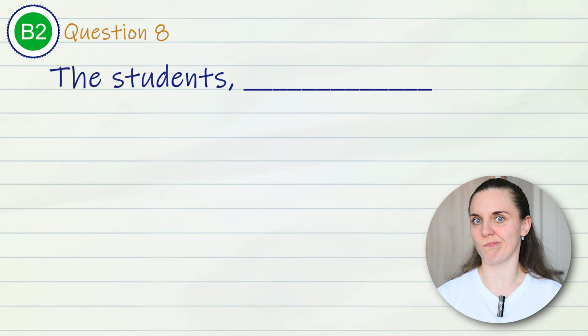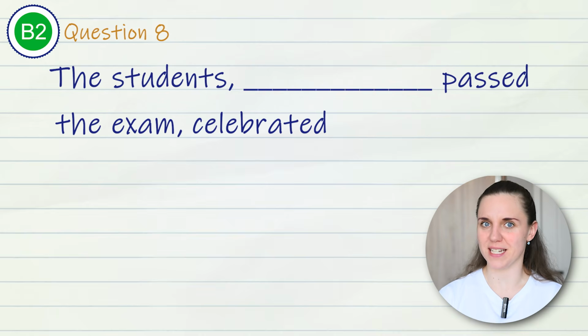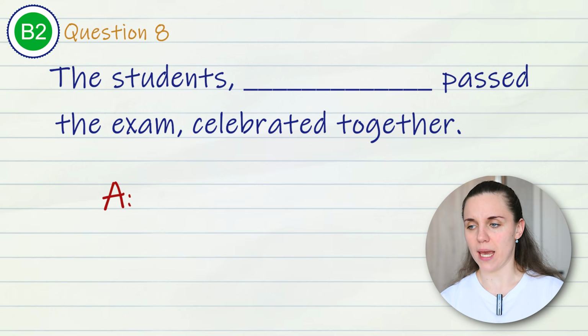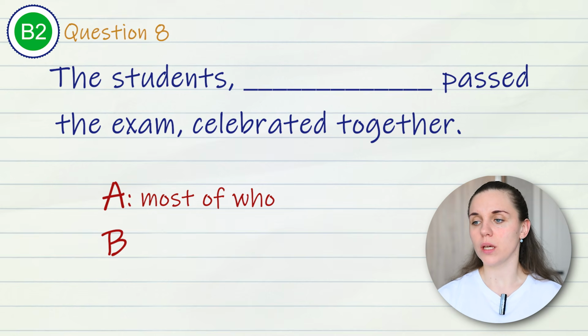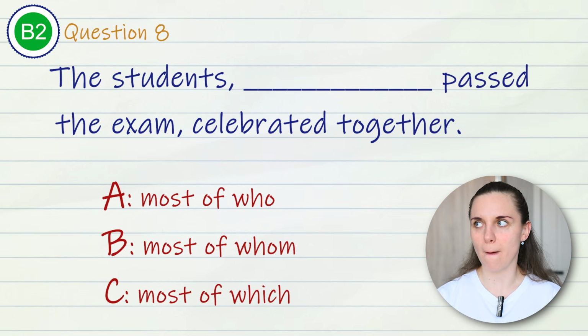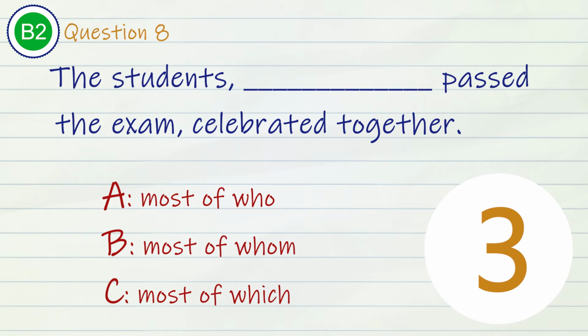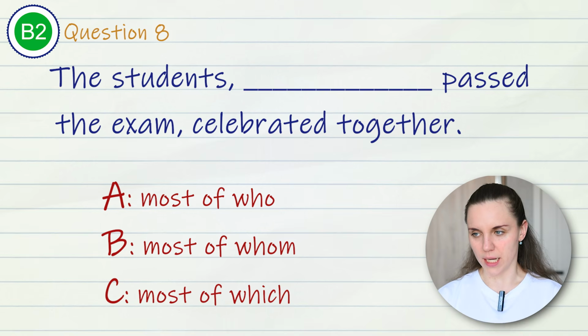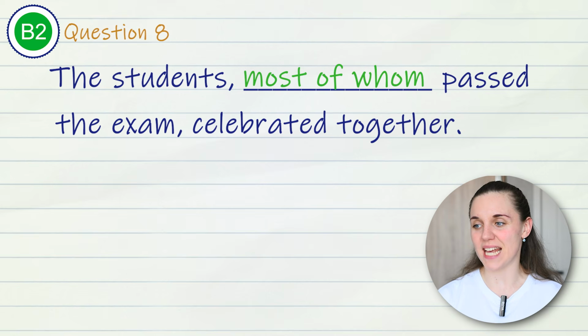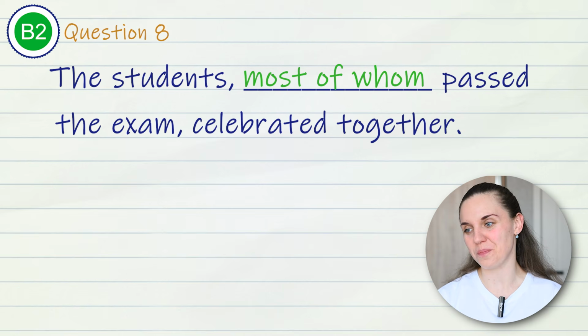So, question number 8. The students passed the exam, celebrated together. So, is it A, most of who, B, most of whom, C, most of which? The answer is B. The students, most of whom passed the exam, celebrated together.